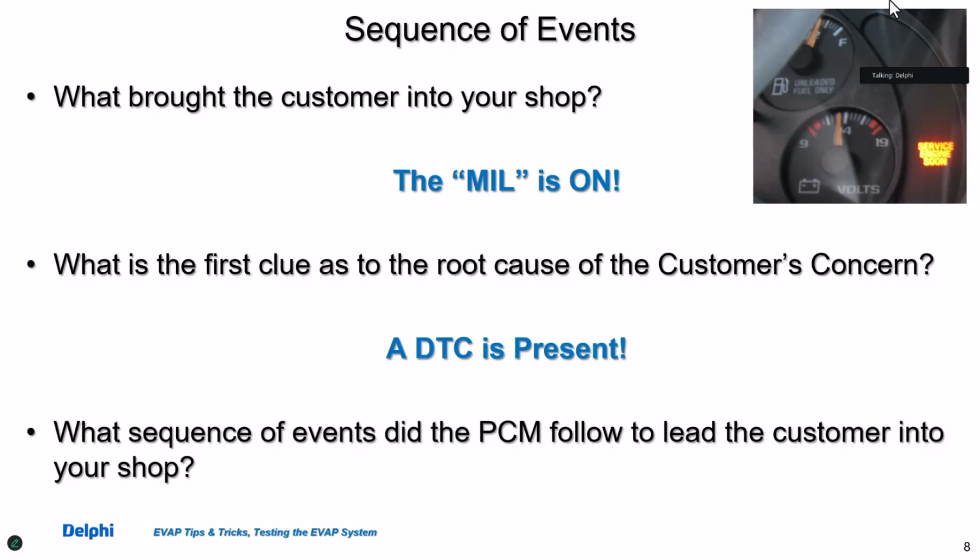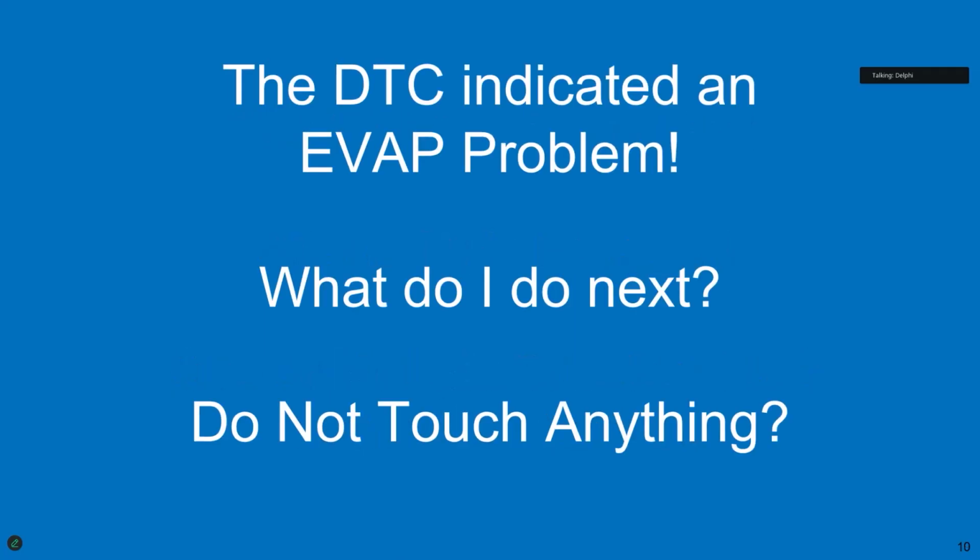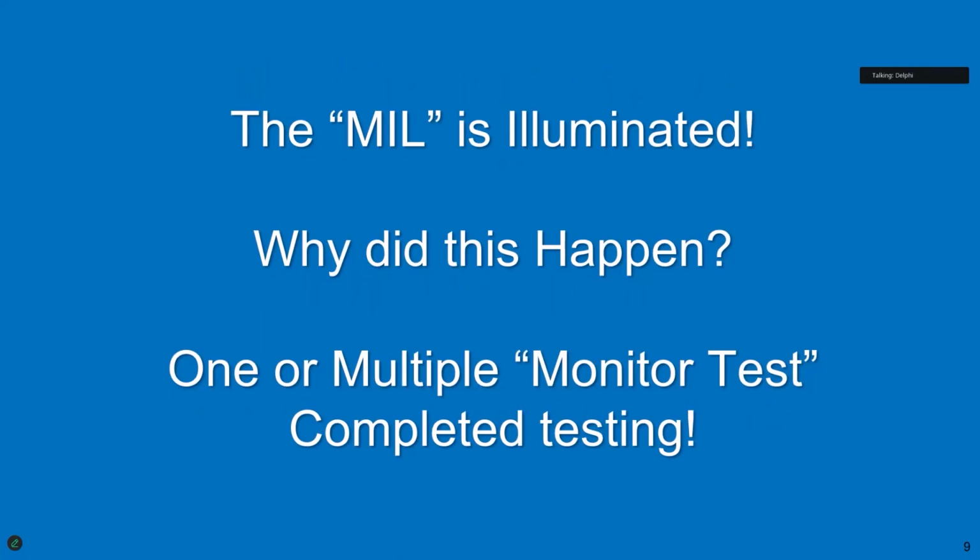Well, with an EVAP problem, they're not coming in unless they have the MIL on, or they're having a hard-to-fill vehicle. What's the first clue of the customer's concern? Obviously the MIL is on and there's a DTC present. And what I like to look at is what sequence of events did the PCM follow to lead the customer to your shop? Well, first thing is, remember, since the MIL is illuminated, that means something happened.